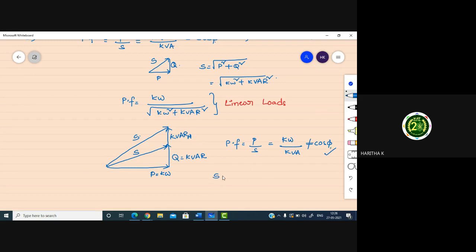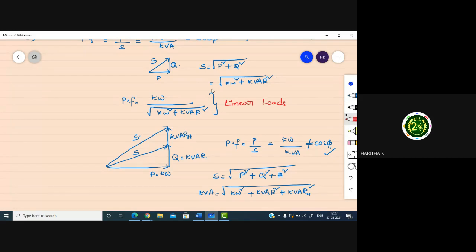Why? Because your apparent power is the square root of P square plus Q square plus H square. Here Q is the reactive power and H is the reactive power drawn due to the harmonics. So S is the apparent power, that is kVA, equal to the square root of P square, which is kW square, plus Q, the reactive power kVAR square, plus the reactive power drawn due to harmonics, kVAR H, whole square.